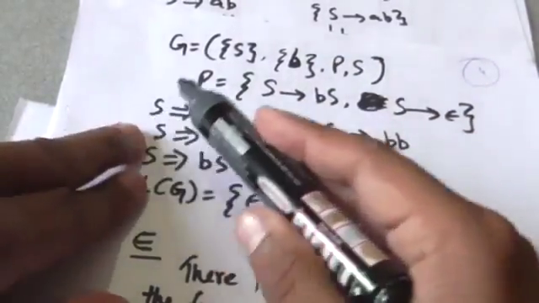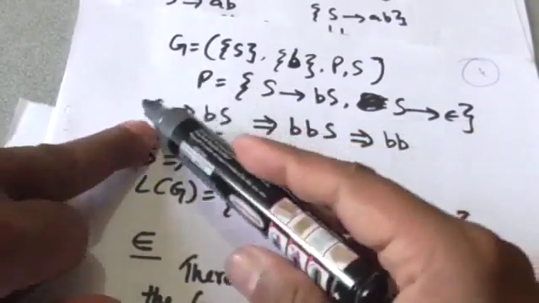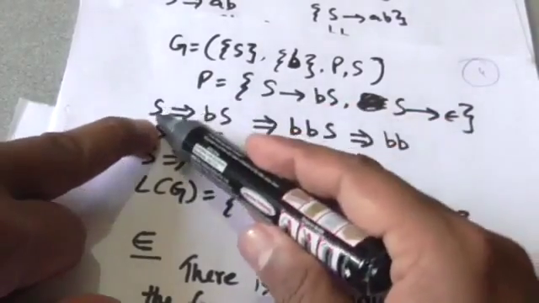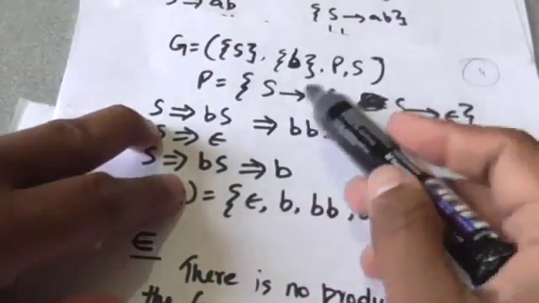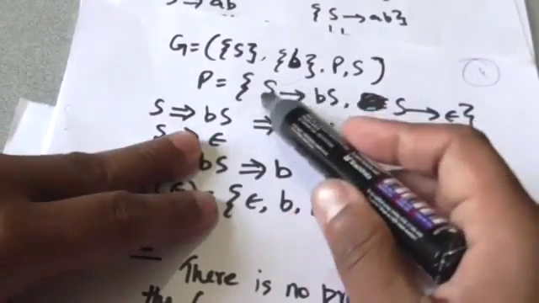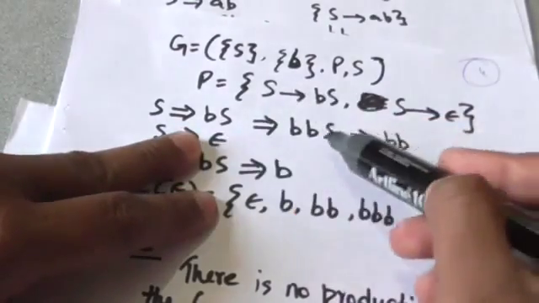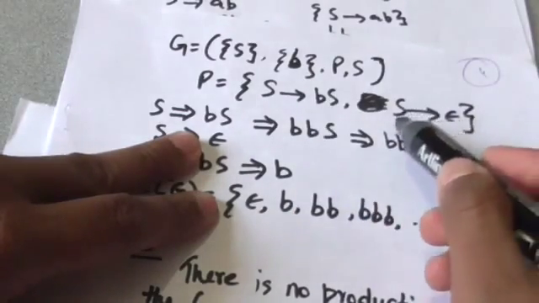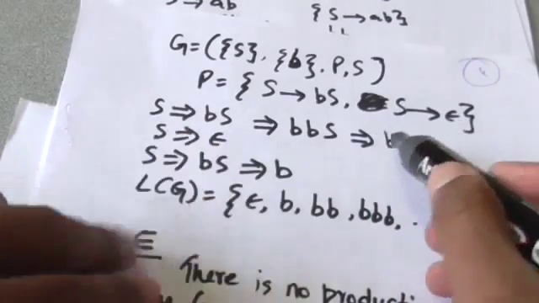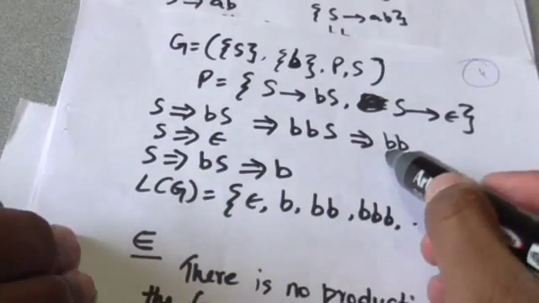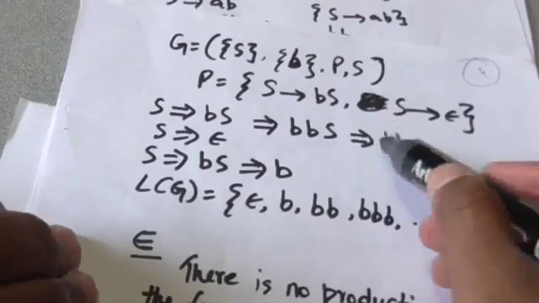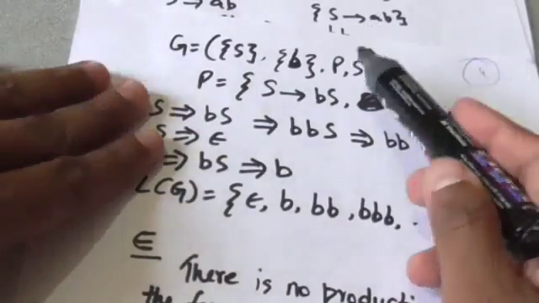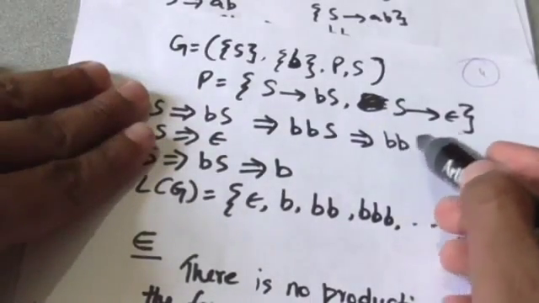We always start derivation from S. Here we have applied a production rule S derives b S, so S is replaced by b S. Again I have applied this production rule S derives b S, so S is again replaced by b S. Here I have applied the production rule S derives empty string, so what I got? b b. This is a string of terminals, so the language of this grammar will have this string b b.